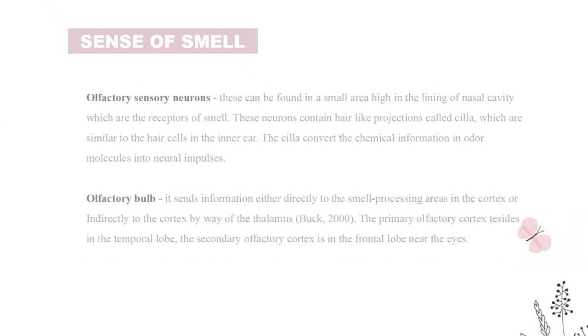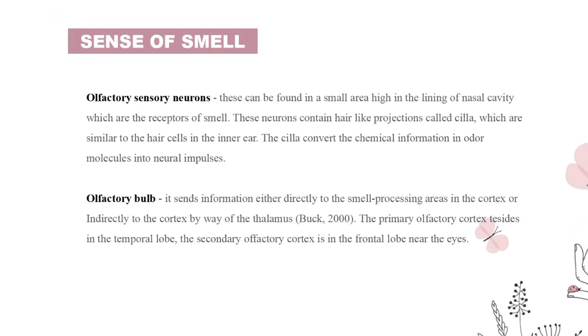Sense of smell, olfaction, olfactory sensory neurons. These can be found in a small area high in the lining of the nasal cavity, which are the receptors of smell. These neurons contain hair-like projections called cilia, which are similar to the hair cells in the inner ear. The cilia convert the chemical information in odor molecules into neural impulses.